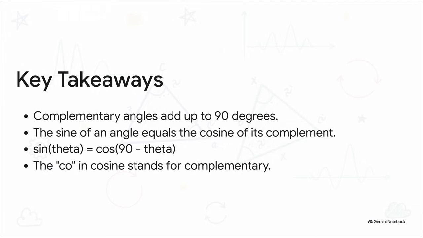As you step away from this explainer today, I want to leave you with this provocative thought. If something as seemingly distinct as sine and cosine are actually just perfect reflections of one another inside a 90-degree space, what other deeply interconnected secrets is mathematical geometry just waiting to show you?